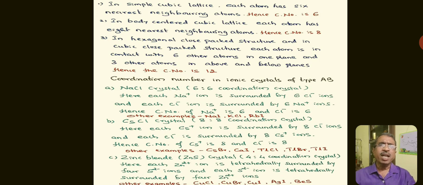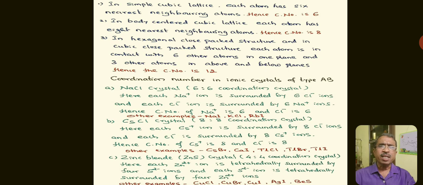Now let us take another ionic crystal, that is cesium chloride. Cesium chloride has 8:8 coordination. Here each cesium ion is surrounded by 8 chloride ions and each chloride ion is surrounded by 8 cesium ions. Hence, coordination number of cesium ion is 8 and chloride ion is also 8. The other examples of this type are cesium bromide, cesium iodide, thallium chloride, thallium bromide, thallium iodide.